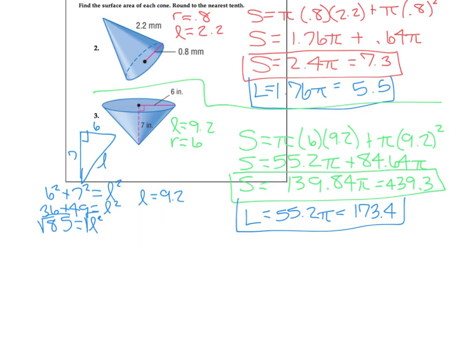All right, so I did all my math, giving me an exact answer of 139.84 pi for my surface area, which ends up being about 439.3. And then my lateral area is 55.2 pi, and that will give me 173.4.